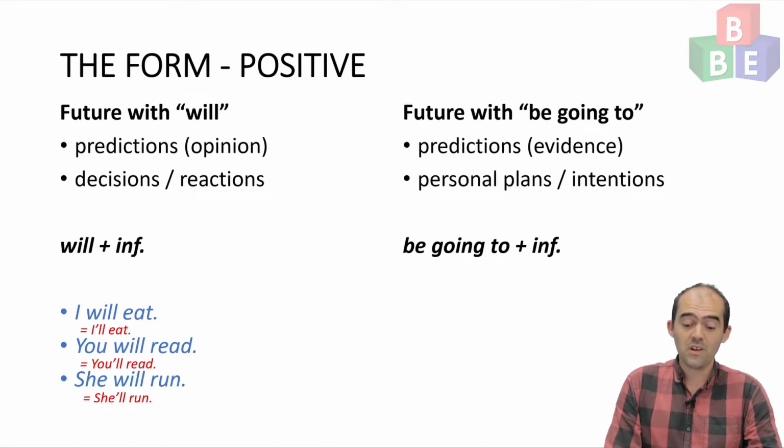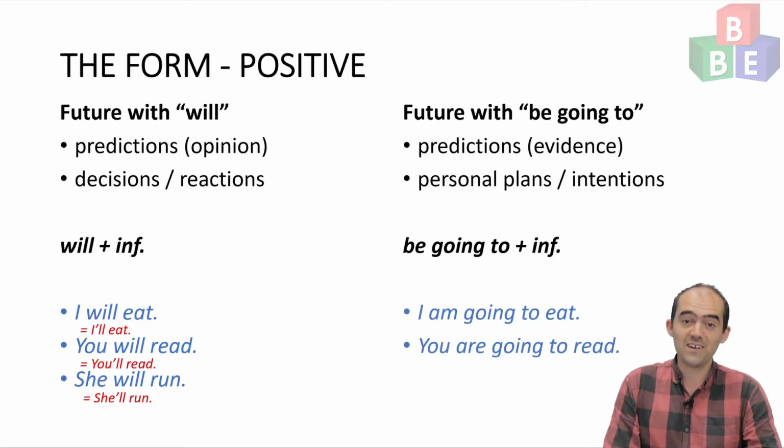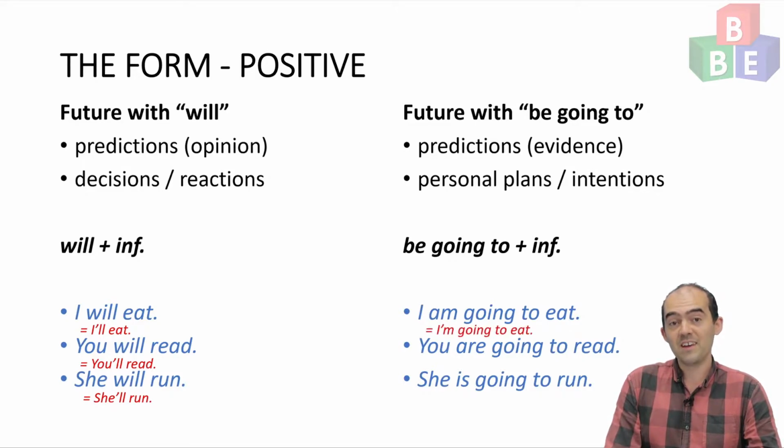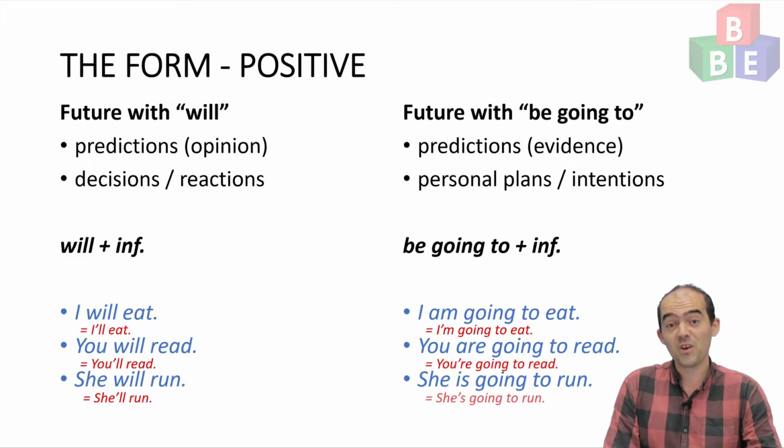For example, I am going to eat. You are going to read. She is going to run. And again, we contract, so when we're speaking, it is more common to say, I'm going to eat. You're going to read. She's going to run.